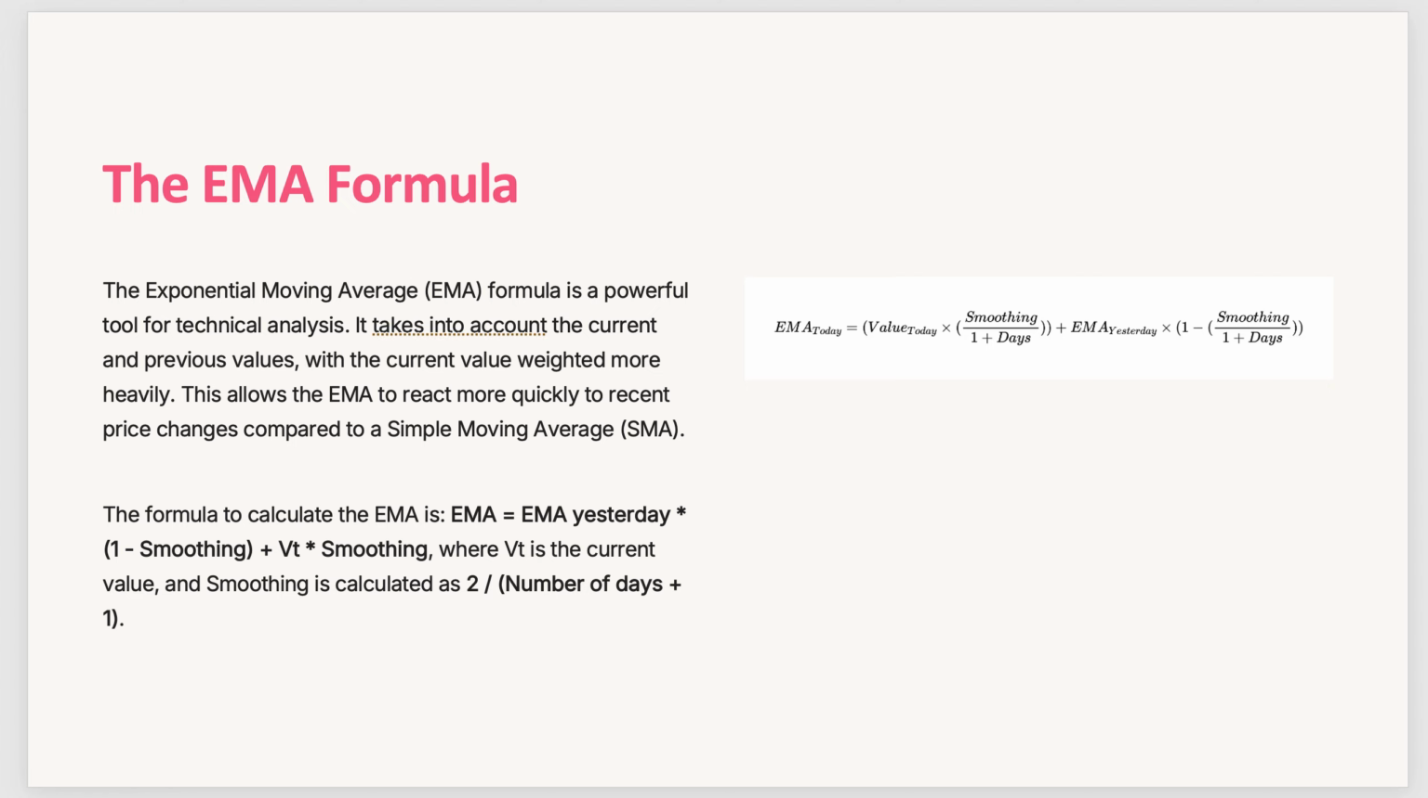The formula is this. In the SMA formula, it is day 1, day 2, day 3, day 4 divided by the number of days, but here it's the value of today into smoothing by 1 plus days, and yesterday's EMA into 1 minus that.